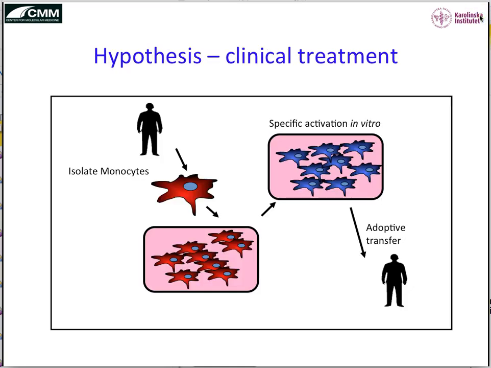In this slide you see a cartoon of the scientific hypothesis underlying our clinical treatment paradigm. This is that a specific cell population, monocytes, will be isolated from the blood of an individual, that these cells will be specifically activated through cell culture, in which we will induce the desired functional properties of these cells, which will then be adoptively transferred back into the individual as part of their treatment. So we are using a person's own cells to help cure themselves.